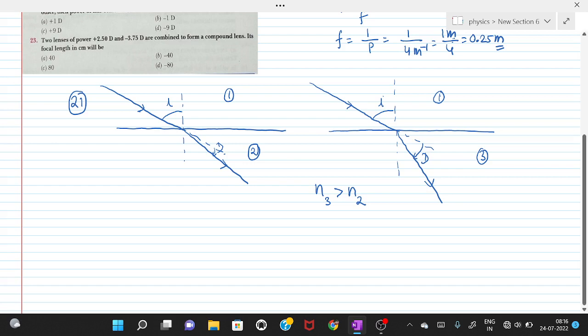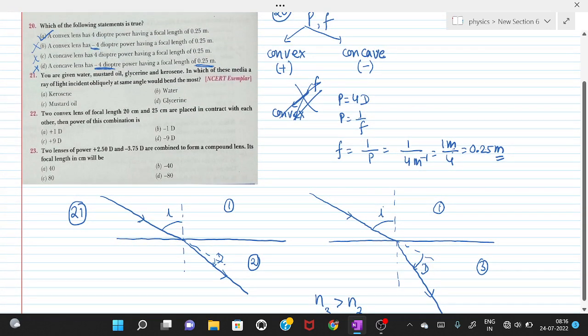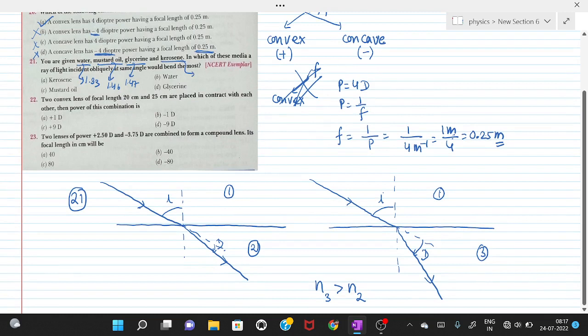So now we are going to see the question. You are given water, mustard oil, glycerin and kerosene. In which of these media would a ray of light incident obliquely at the same angle bend the most? So among the four, the one which has the maximum refractive index will be the correct option. For water, the refractive index value is 4/3, which is equal to 1.33. For mustard oil, the refractive index value is 1.46. For glycerin, it is 1.47. And for kerosene, it is 1.44. So among the four, we can see that glycerin has the maximum refractive index. So our option will be glycerin, that is option number D.